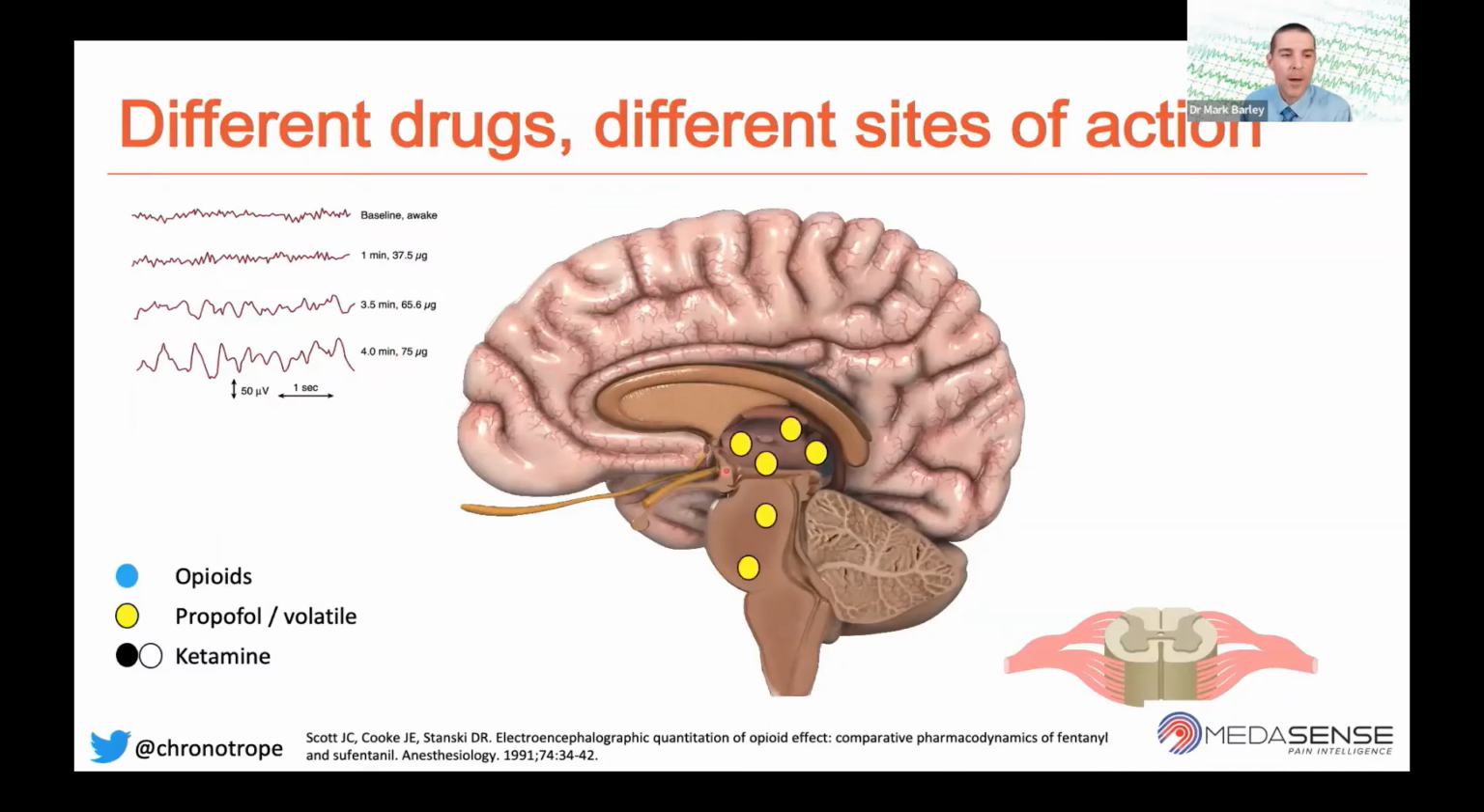Propofol and our volatile agents work in the brainstem, the thalamus, and up into the cortex to produce particular EEG findings. We find ketamine at low doses produces an increased frequency of oscillation in the cortex and some slowing down in the brainstem. The opiates, of course, work in the spinal cord, brainstem, and in some parts of the thalamus and the insula. These drugs cause our EEG to change in multiple different ways.